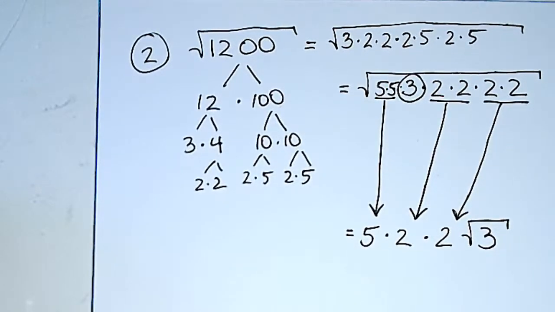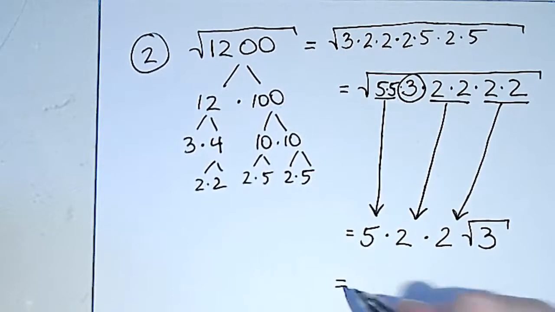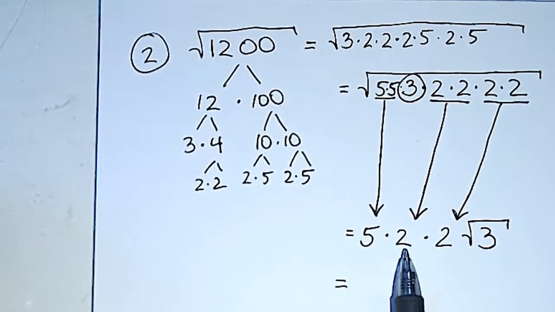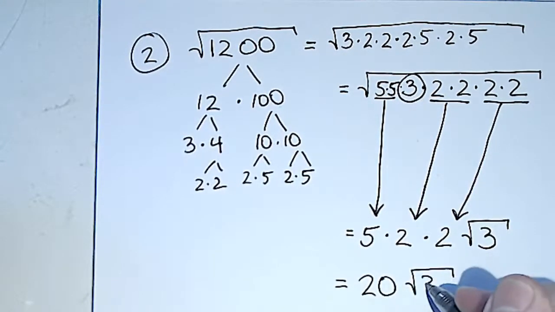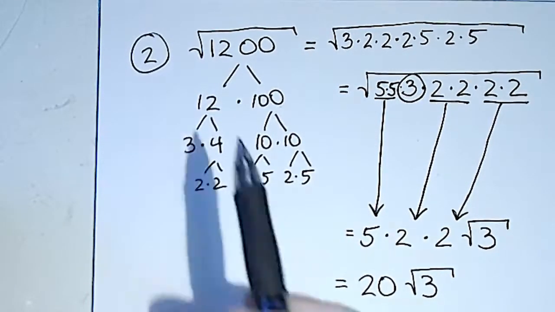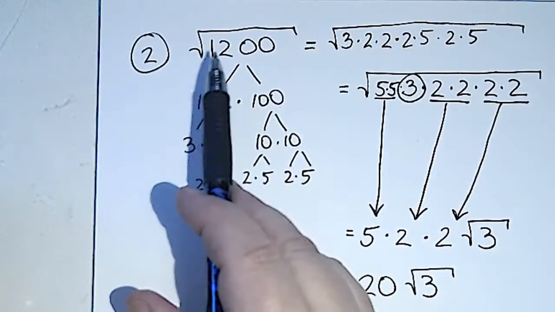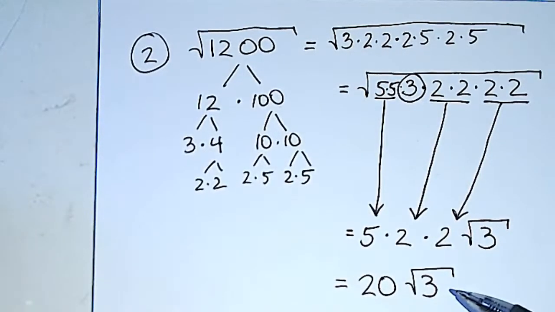Okay, so what's going on here? Well, now I've got a 5 times 2 times 2. Or, in other words, either I could do 5 times 2 is 10 times 2 is 20. Or I could do 2 times 2 is 4 times 5 is 20. So I got 20 on the outside. And then radical 3 or square root of 3. And that's 1200 inside a radical. The square root of 1200 simplifies to 20 radical 3. This is the exact value.